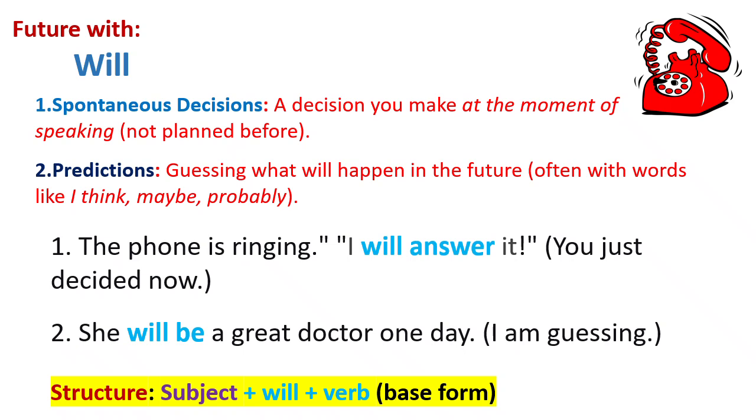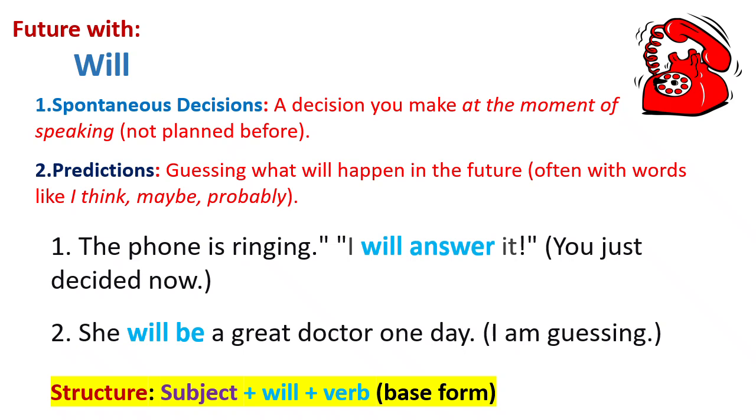We also use will for two other places. It has other usage as well, for the future, of course. Number one is spontaneous decision. What is spontaneous? It means a quick decision, on the spot, a decision you make at the moment of speaking, not planned before. So you didn't make any plan before, as in the case of going to, where you already planned. But in the case of spontaneous decision by will, we have no plans before. So it is a quick decision, an on the spot decision, right?